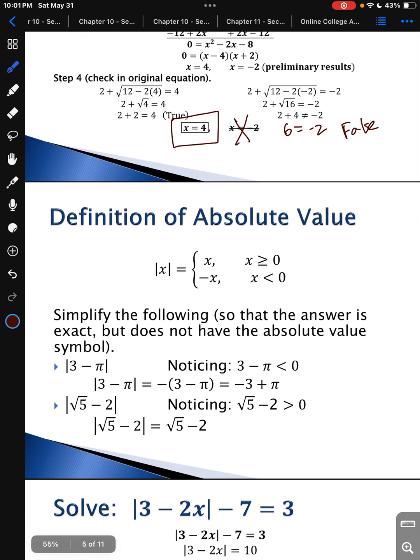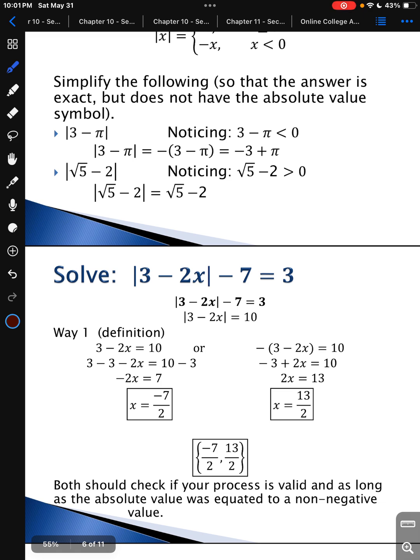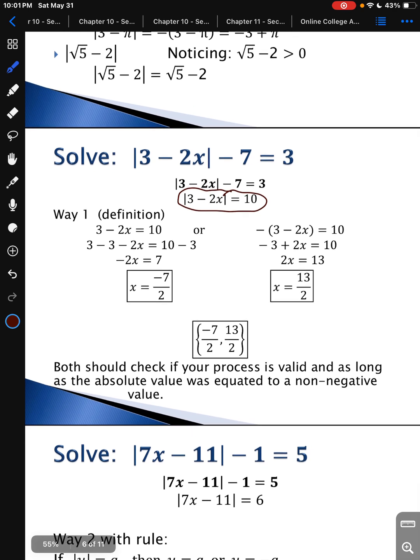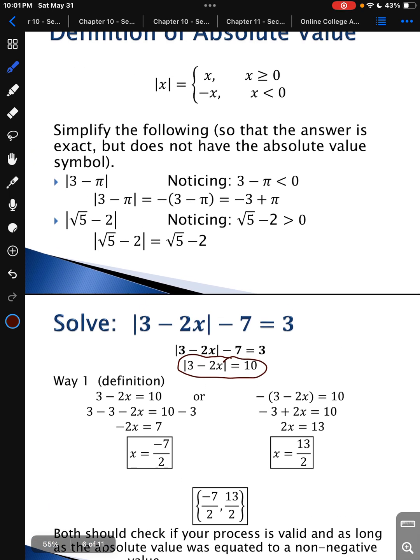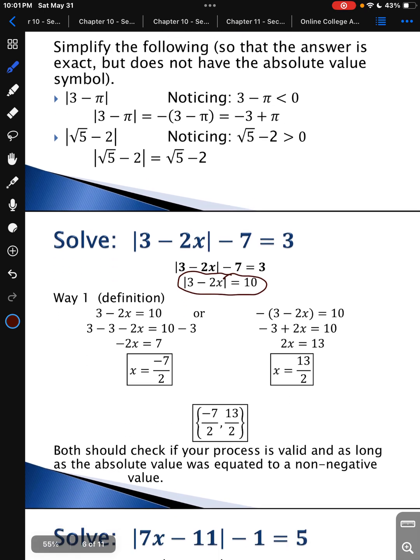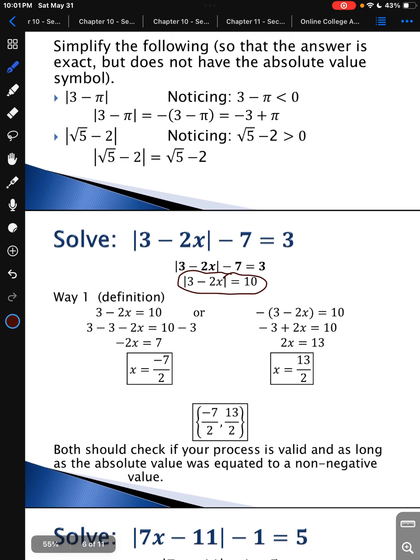Now, absolute values look like this. We're going to solve an absolute value equation. The way that I do them is I isolate the absolute value like this. And then I use the definition that we showed up here. There are two values, either the inside is negative or positive. So you write the equation as 3x minus 2 equals 10. That's the positive side. And then we write the opposite of that. We write the negative: 3 minus 2x equals 10.